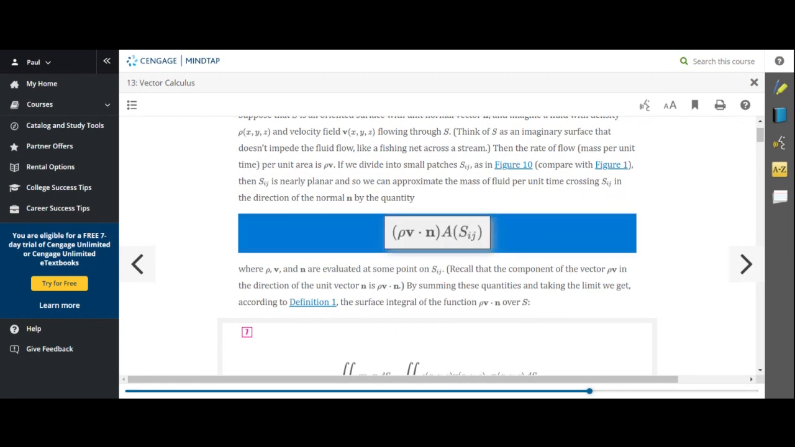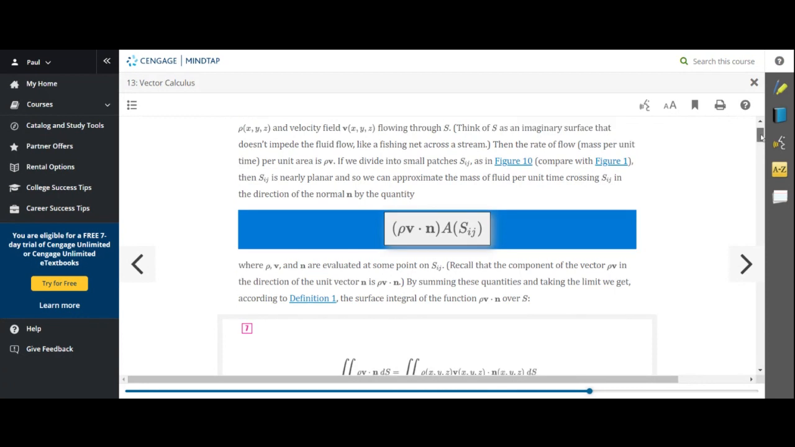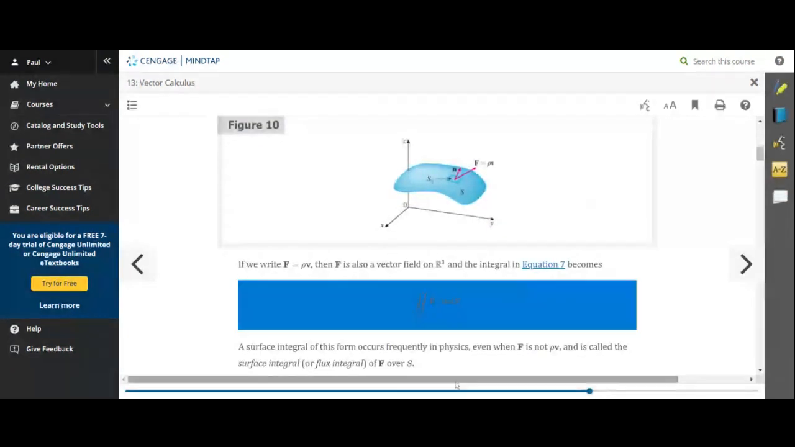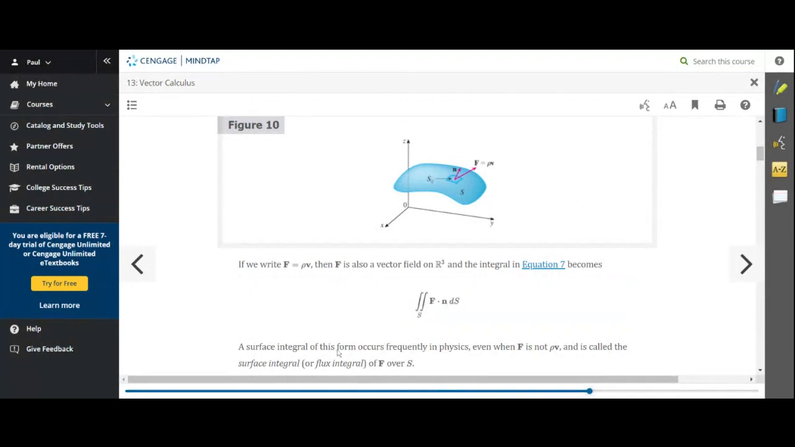Okay, so we're taking the dot product of the velocity field given by the density times the velocity vector with the normal vector to the surface, and we're multiplying it by the area of the ijth patch. So in terms of pictures, here in figure 10 is really the scenario.